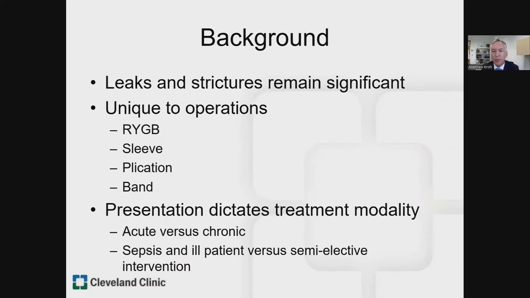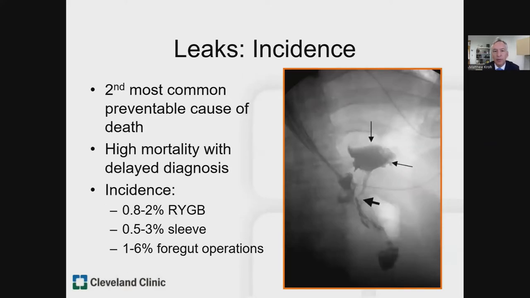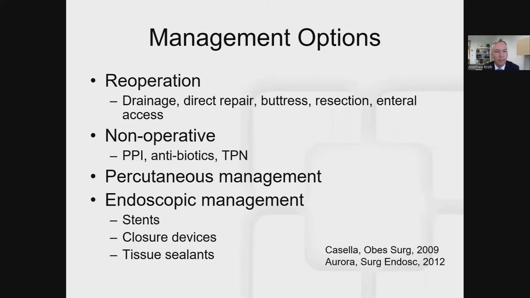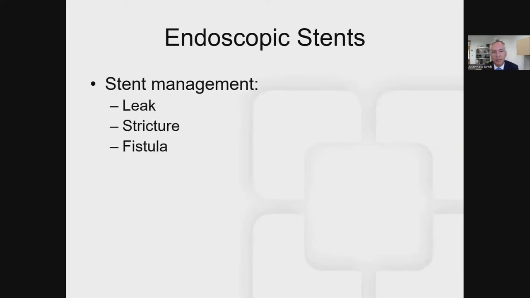And if we look at the types of complications that can occur after all types of bariatric surgery, leaks and strictures remain significant causes of morbidity, and they're unique to the types of operations that we perform. And leaks overall are the second most common cause of preventable death. And if we wait and diagnose these complications late, there's a higher morbidity and mortality, and the rates at which these occur are variable as well. And we have a spectrum of intervention in terms of management of these complications, including reoperation or antibiotics and percutaneous drainage. But I want to talk about endoscopic treatment.